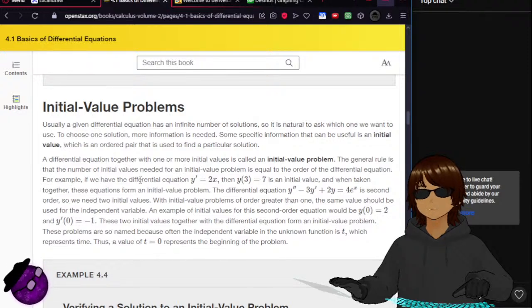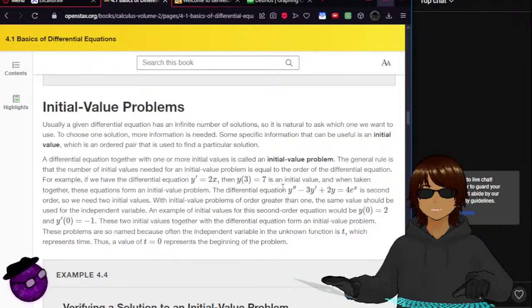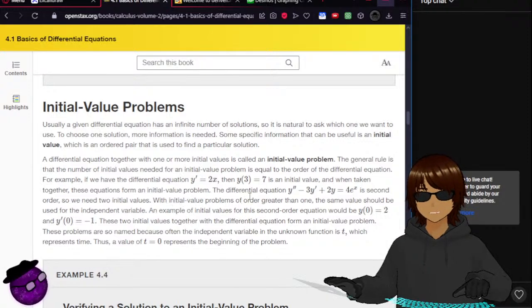For example, if we have a differential equation, then y(3) is equal to 7 is an initial value. When taken together, these equations form an initial value problem. This differential equation is second order, so we need two initial values with initial value problems of order greater than 1.